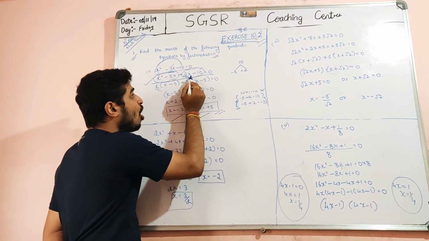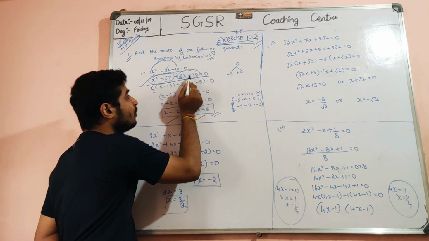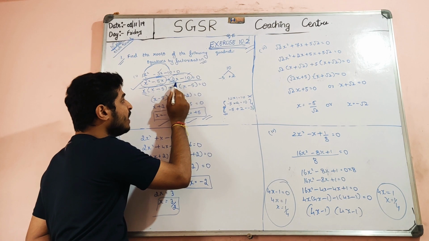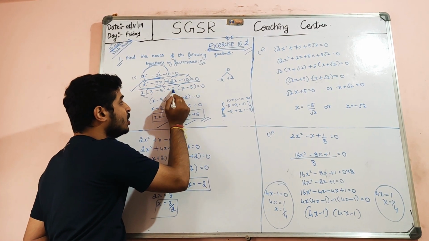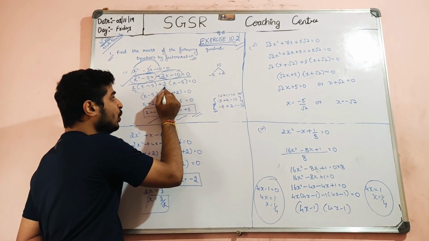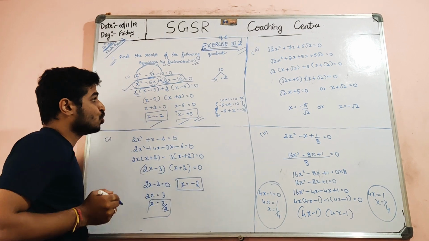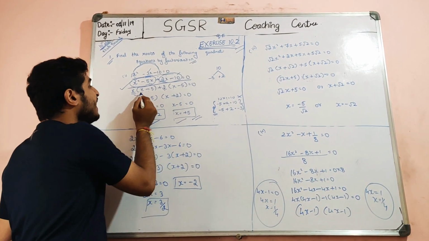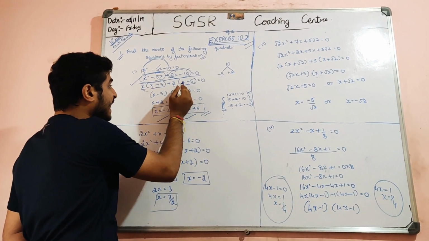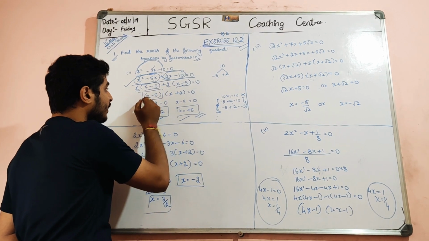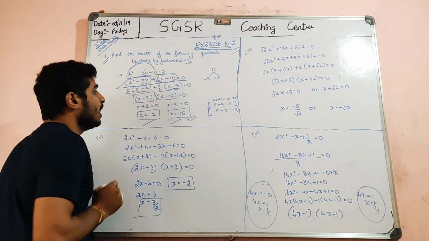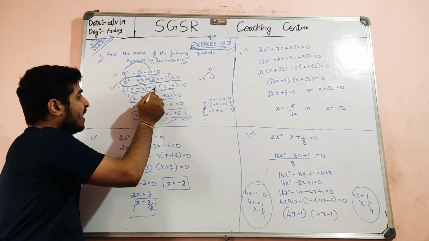Next, the common term for 2x and 10 is 2. So you can take 2 as common. 2 into x becomes 2x. 2 into 5 becomes 10, and plus into minus is minus. Now you have taken 2 as common, x minus 5. Students, you should clearly observe that x minus 5 is the same in both. So take x minus 5 as common, and the remaining x plus 2 you should write as it is.